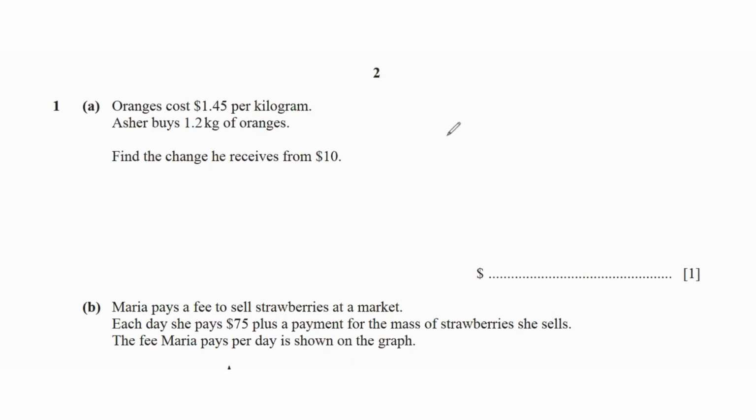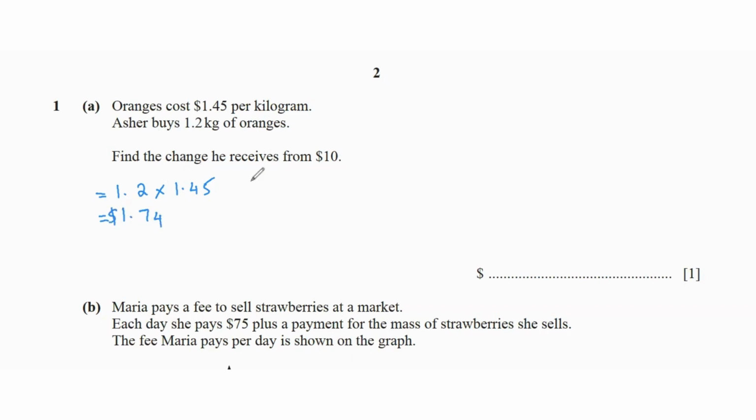The first question says oranges cost $1.45 per kilogram. Asher buys 1.2 kilograms of oranges. Find the change he receives from $10. So let's first find how much 1.2 kgs of oranges cost. That's going to be 1.2 times 1.45, and that equals $1.74.